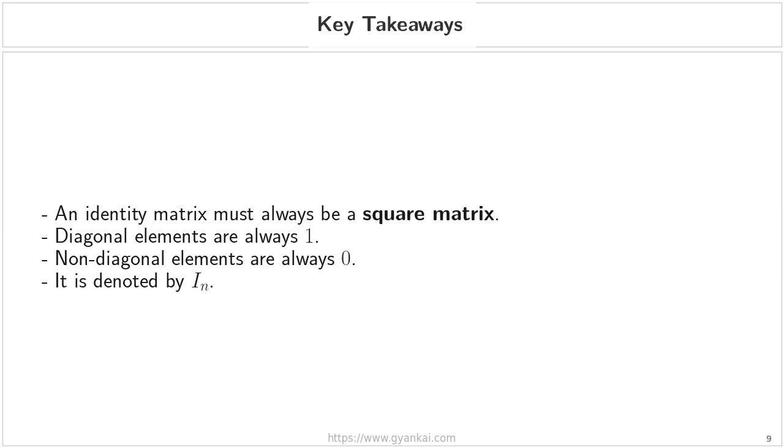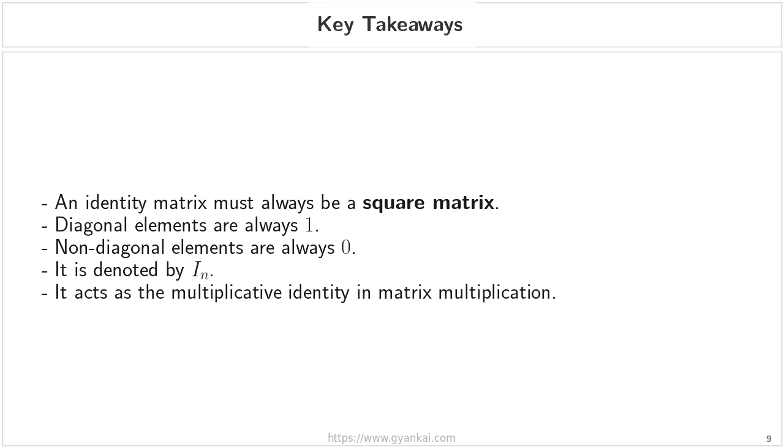In terms of notation, we denote the identity matrix of order n as I sub n. Finally, the most critical property to remember is that it acts as the multiplicative identity in matrix multiplication. Just as multiplying a real number by 1 leaves it unchanged, multiplying a square matrix by the identity matrix results in the original matrix.